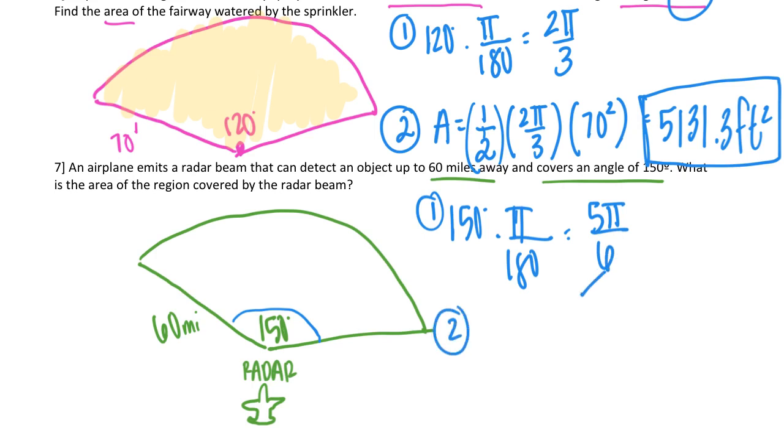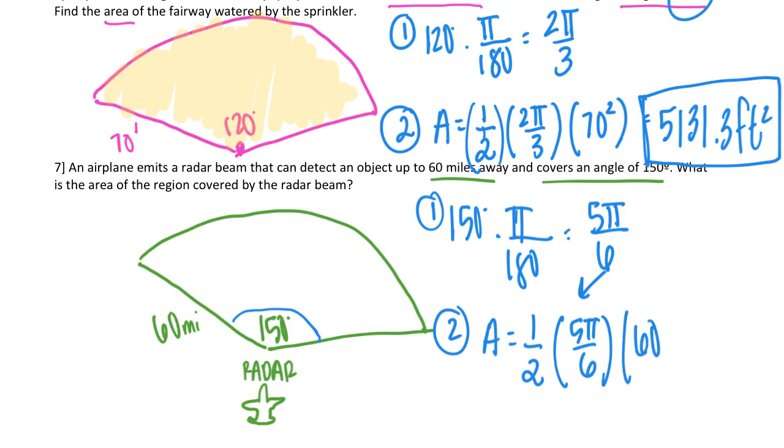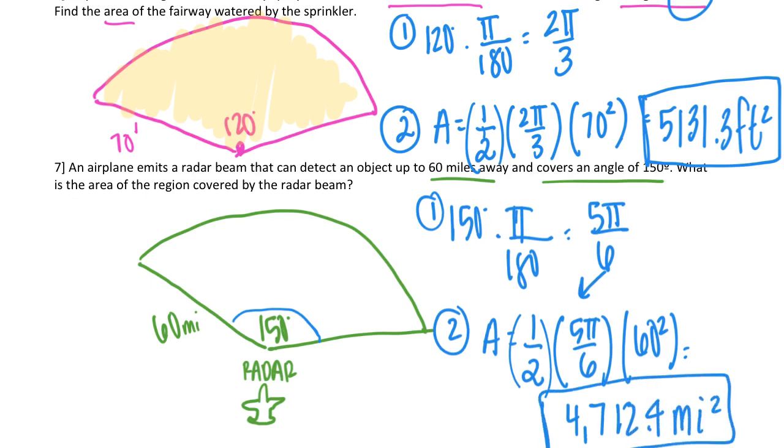Then you'll take that and plug it in for theta into your equation. 1/2 times theta times your radius squared. I would wrap each of these in parentheses when you're multiplying in the calculator. If you've got yourselves 4,712.4 square miles, you got yourselves the right answer.